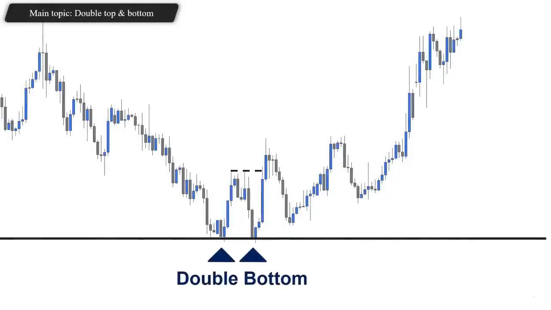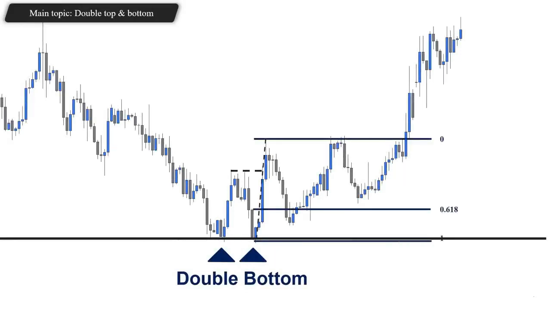Price rejects a level twice and completes the pattern by breaking above the neckline. We use the Fibonacci retracement tool and place buy limits at the 618 retracement level. Our stop will be below the swing low, and we will target the next level of market structure.